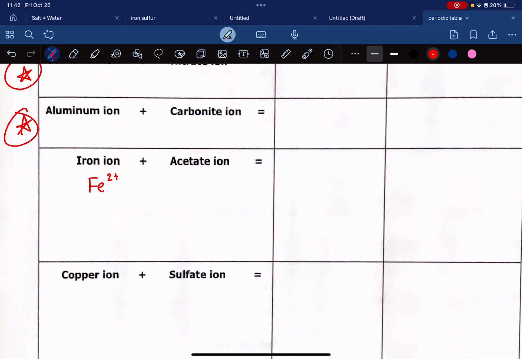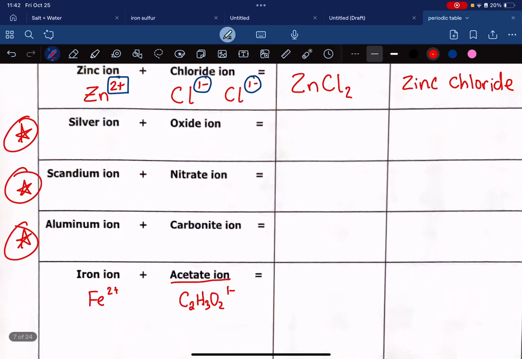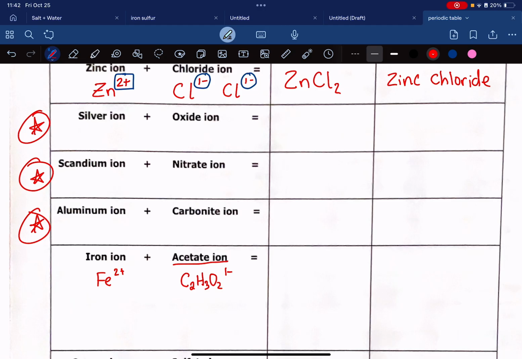So I'll write iron 2+. I'll write the formula for my acetate ion, which I can find in the bottom left corner of my periodic table. It's going to be C2H3O2 with a charge of a -1. And just like in my very first example, I'm going to notice that my +2 and my -1 do not cancel each other out. So I need to add a second acetate ion for 2 total.